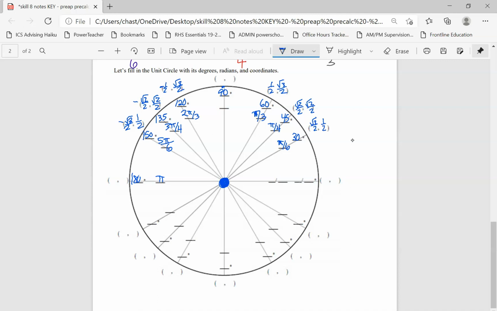When we go beyond this, I just want you to notice a pattern with the degrees real quick. So these bigger gaps, like right here, are 30-degree gaps.